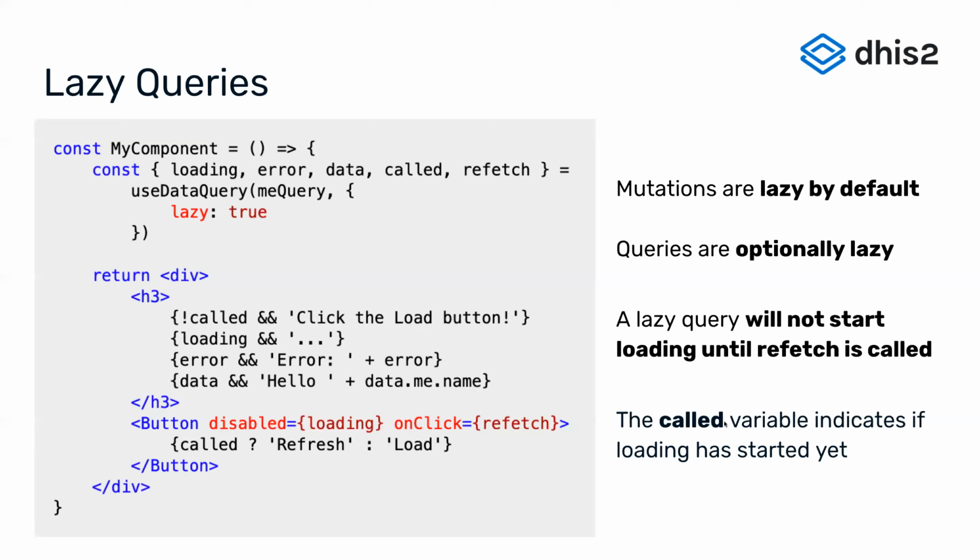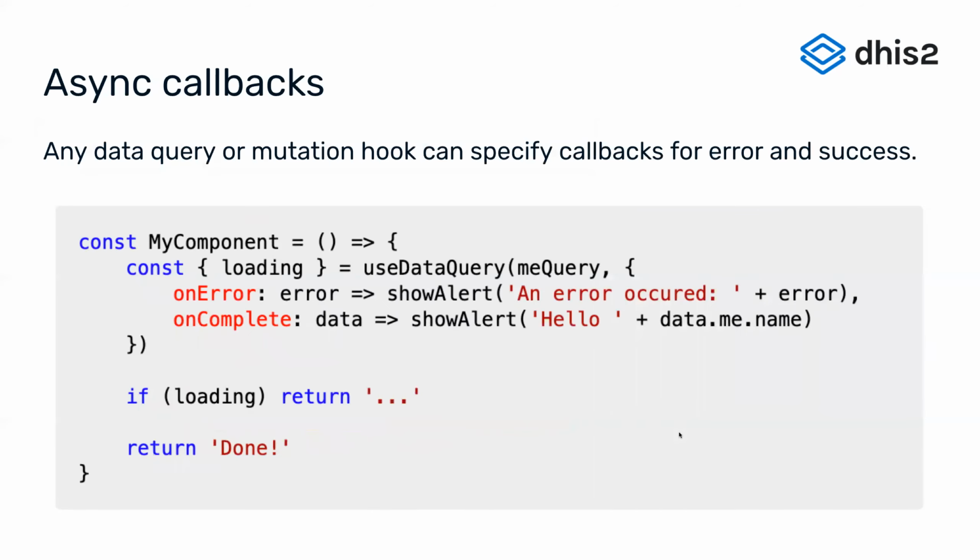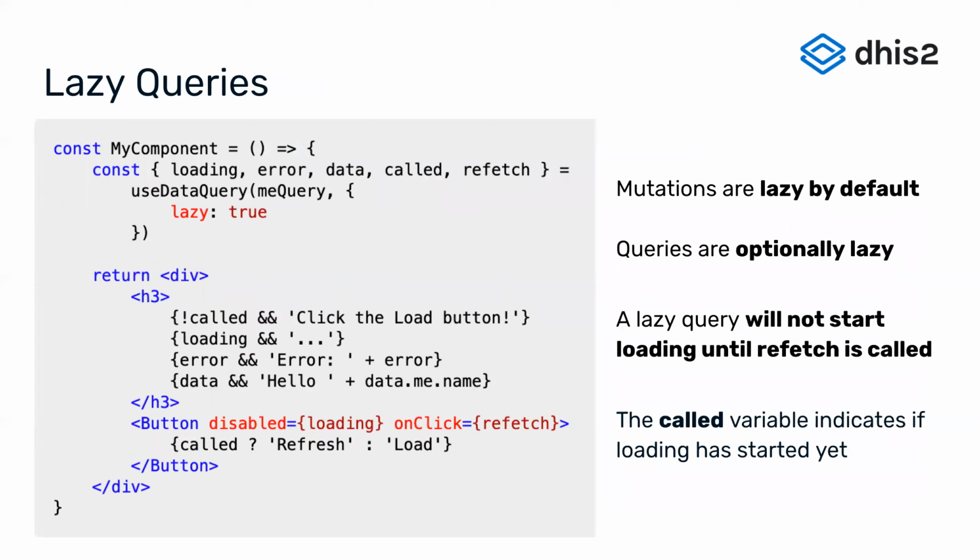This is a lazy function, and as Pete mentioned, you do not need to pass variables to this use data query hook if it's a dynamic query, but you would need to pass those variables to the refetch function when you call it if they're required. That's the lazy property or option for use data query. Does anybody have any questions about that?